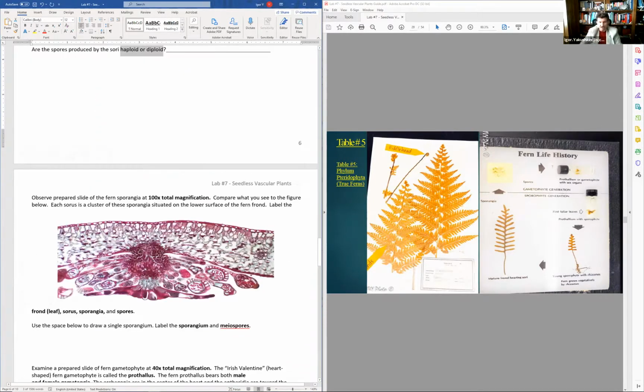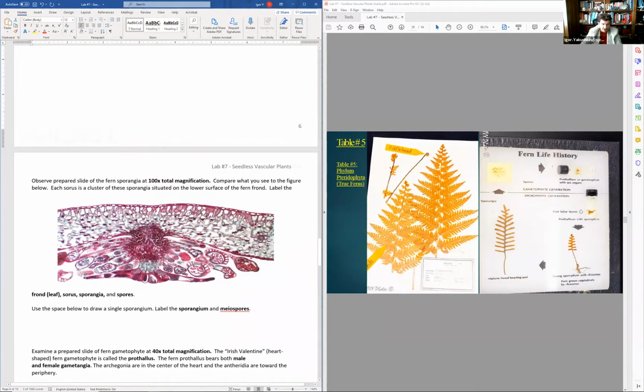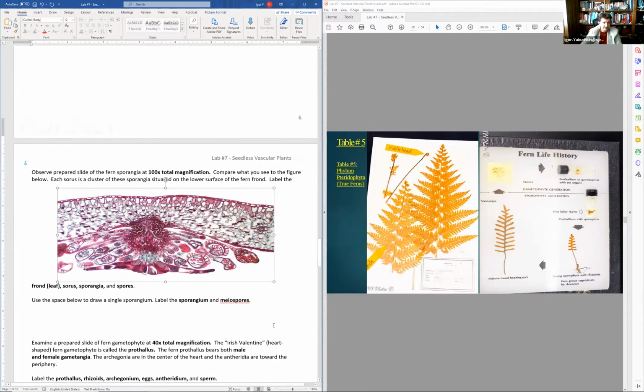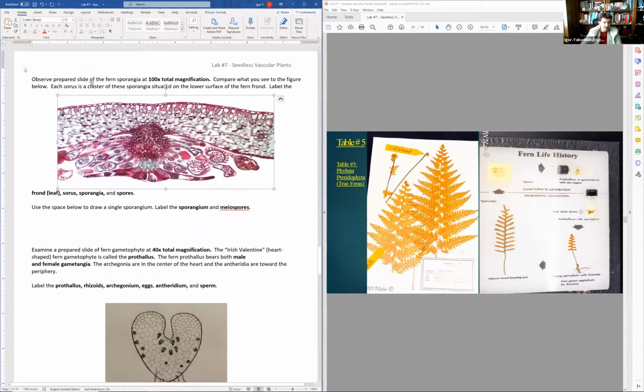So this is the cross section. We're looking at the leaf, and it's cross-sectioned through the sorus. Right here, you can see that this is the top part of the leaf, this is the bottom part of the leaf, and that's the sorus. Now you can see that it's a cluster of sporangia coming out, and that's a single sporangium with the spores right there. So the top part is the leaf, and the sorus would be that particular structure, a cluster. A single circular thing would be a sporangium, and the spores are the stuff inside.